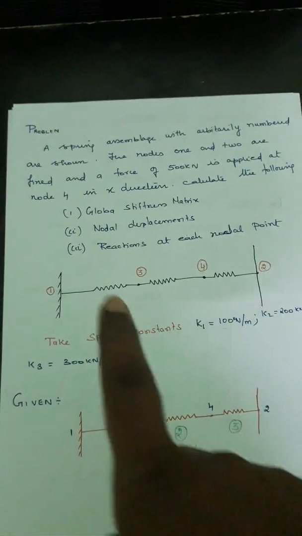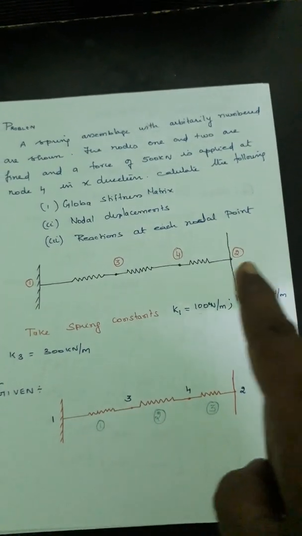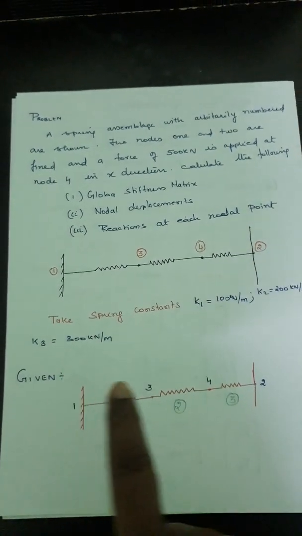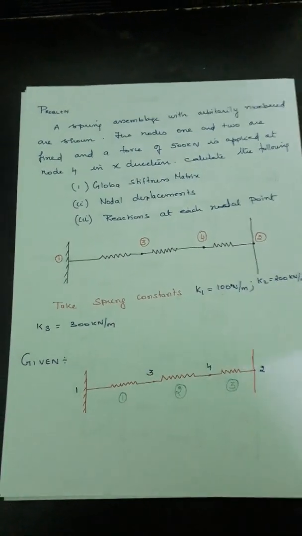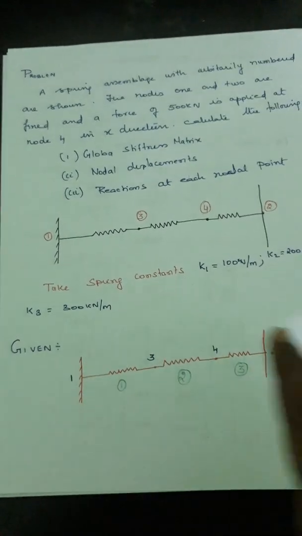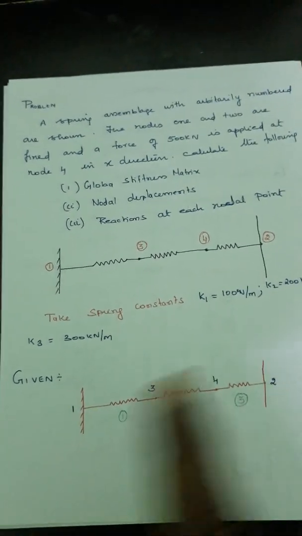And the spring constants for the three springs are given. K1 is 100 kilonewton per meter, K2 is 200 kilonewton per meter, and K3 is 300 kilonewton per meter. The green ink indicates the elements and the blue ink indicates the nodes 1, 2, 3, and 4. Nodes 1 and 2 are the fixed ends.